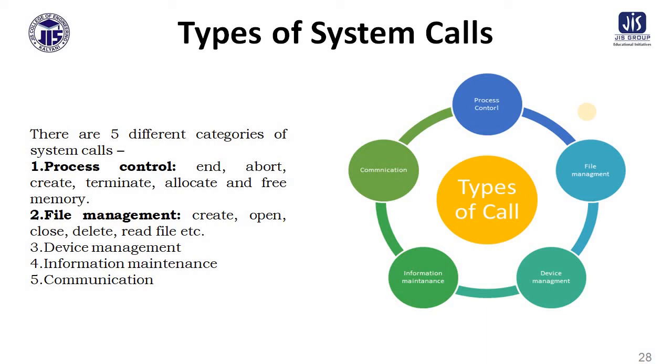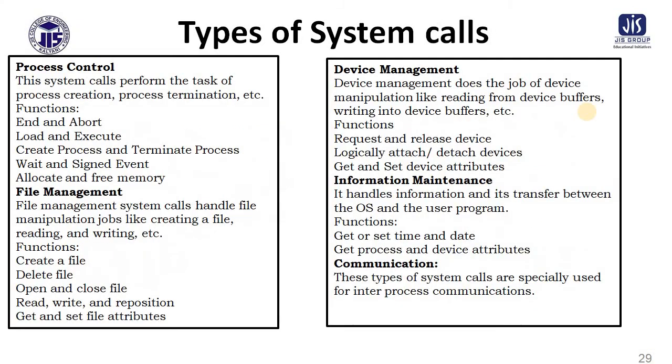In this case, the system calls we mostly use are process control and file management. What are the process control system calls? Like process end, abort, create, terminate, allocate and free memory. These kinds of system calls come under process control. For file management: create, open, close, delete, read file, etc. So these are the types of system calls.